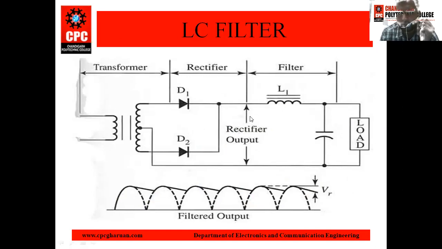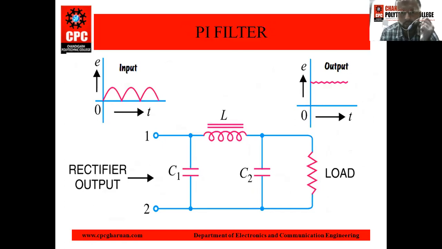After the rectifier, the filter is connected in which an inductor and capacitor are connected. The properties of the first two filters are combined in this filter, so the output is much better than the previous filters. But still there is a small amount of AC component present at the output terminal. So to remove this problem, the pi filter is formed.